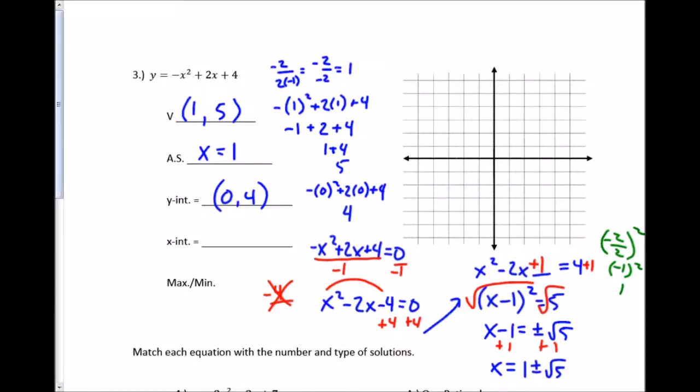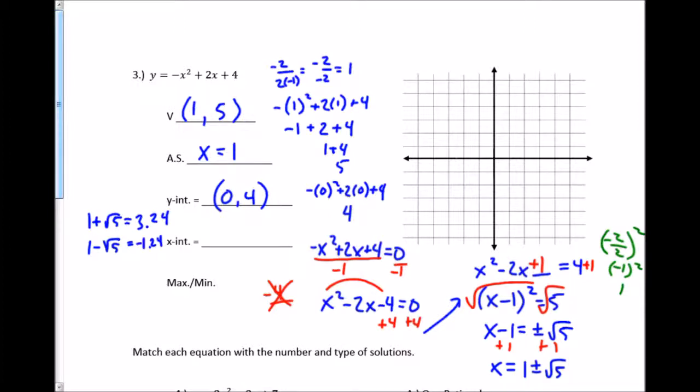But then if I want to express this thing on the graph, those numbers don't really help me. I maybe want to plug those into my calculator. Again, I'm going to write this twice over here, but my two x-intercepts are 1 plus root 5 and 1 minus root 5. If I plug those into my calculator, when I do 1 plus root 5, I get 3.24. And when I do the 1 minus, I get negative 1.24.